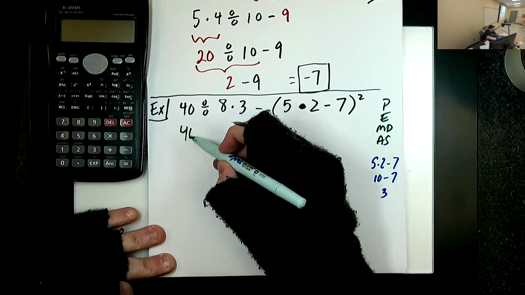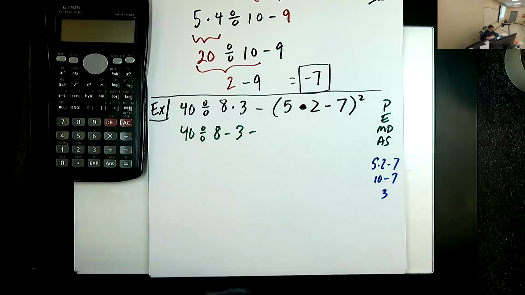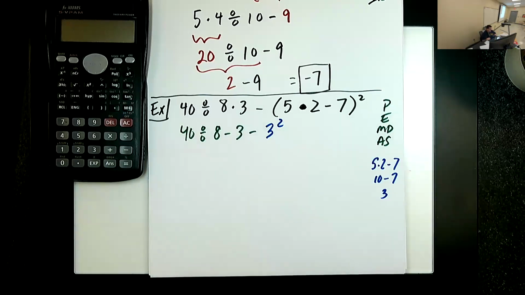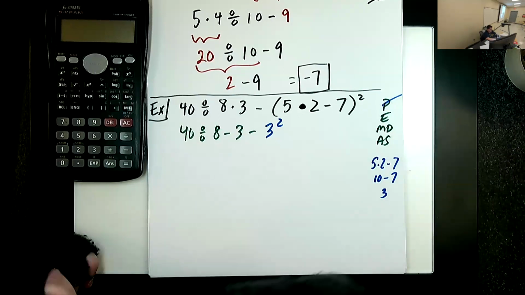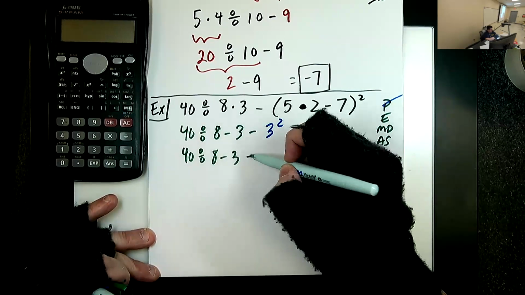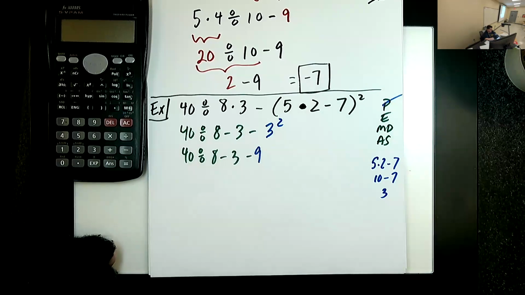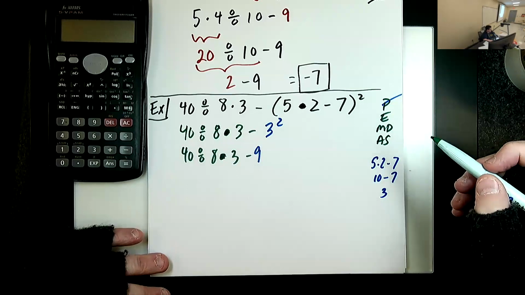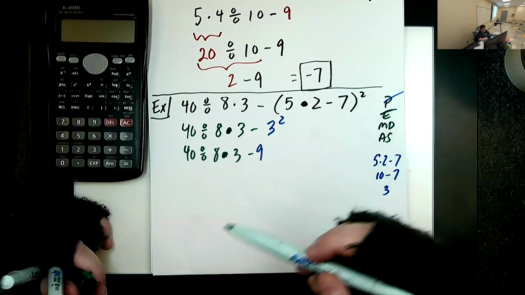40 divided by 8 times 3 minus 3 squared. We'll cross that off. Then we need to do the exponent. 40 divided by 8 times 3 minus 9. 3 squared is 9. That's not a minus, that's a times. Something looks wrong. All right, so I got my exponent done.